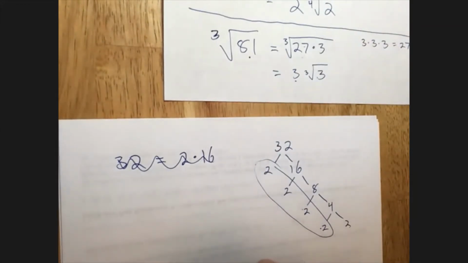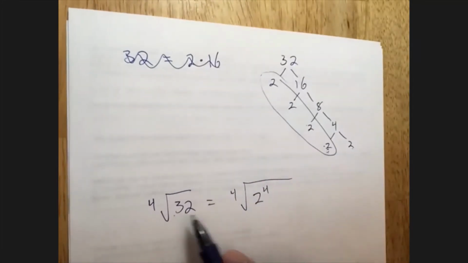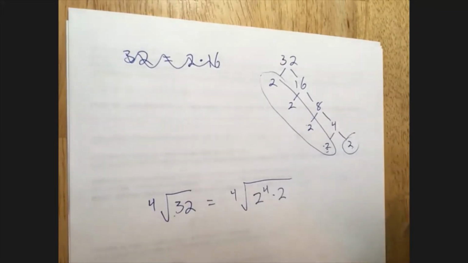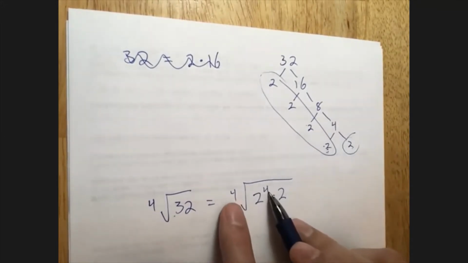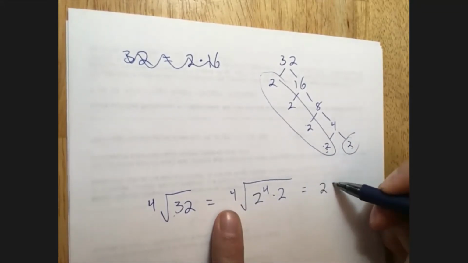So when I break down 32, I know I can write it as 2 to the fourth. Oh, I'm writing down here and it's off the screen. When I break down 32, I know I can write it as 2 to the fourth times 2. And then this part simplifies. The fourth root of 2 to the fourth is just 2.